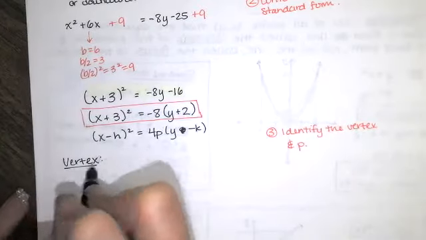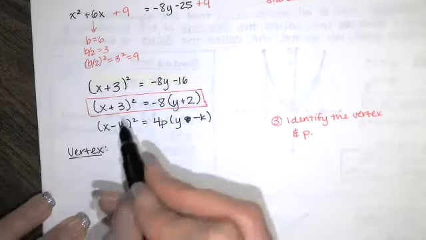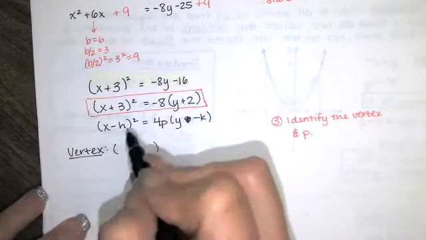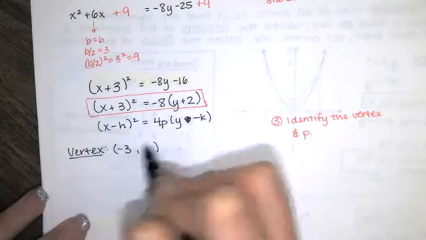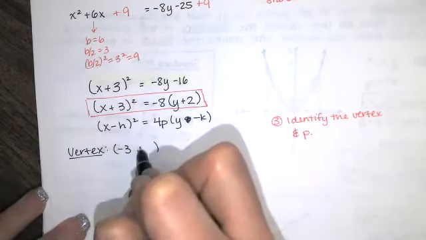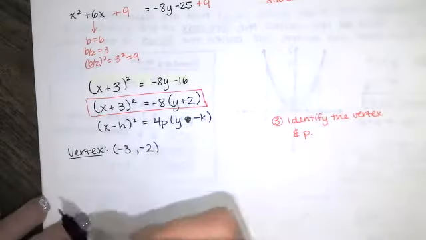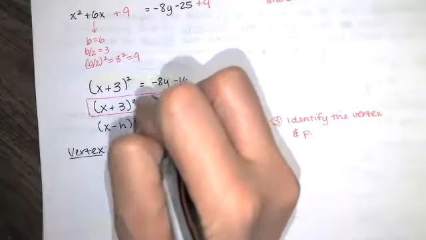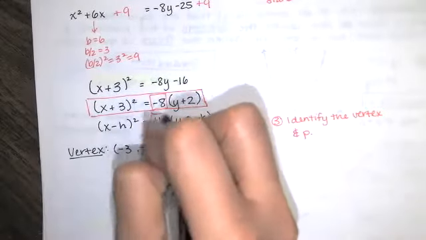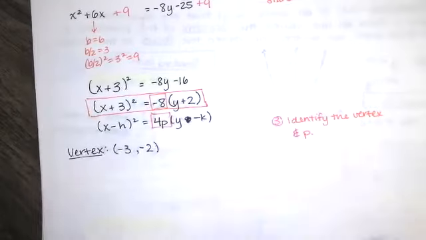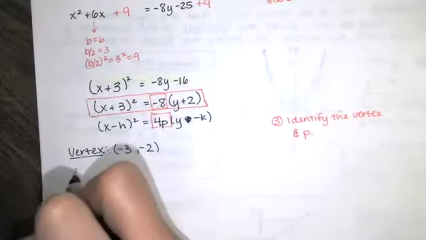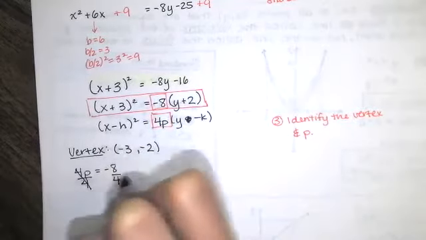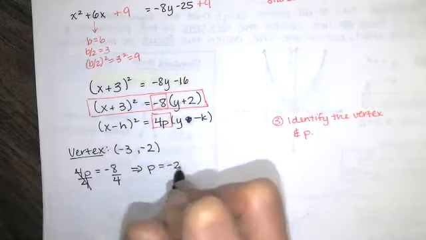The vertex comes from whatever we're subtracting from the x or the y. Generally, h and k are going to have the opposite sign of what you see there. That's a plus 3, h is a minus 3. That's a plus 2, k is a minus 2. And p can be found by setting the coefficient outside that y plus 2 equal to the 4p. We set those equal to each other and solve for p. Divide both sides by 4. You get p equals negative 2.